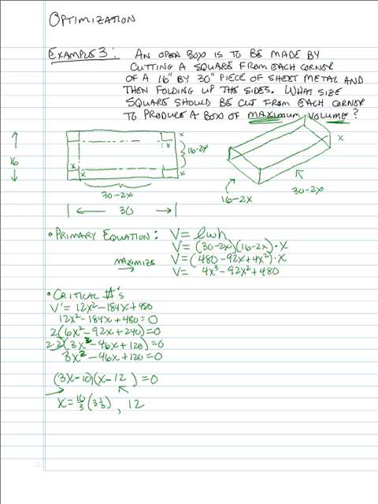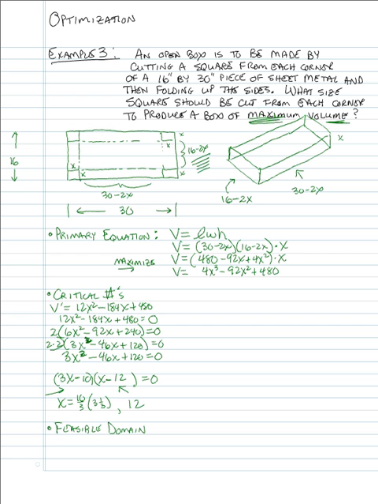Now, before I go further, I want to make sure that those critical numbers are feasible. That is, what's my feasible domain here? Well, here's what I notice. This dimension right here, 16 minus 2x, is 16 before I cut anything out. And certainly I couldn't cut out more than 8 on each side, because that would be more than 16 I'm cutting out. So I know my x's have to be less than or equal to 8.